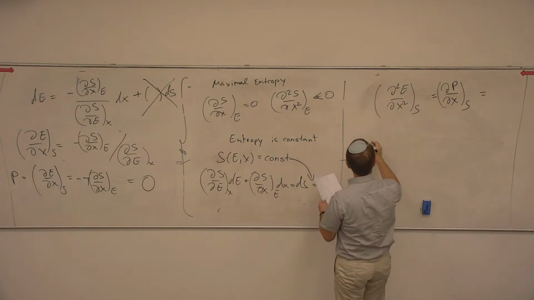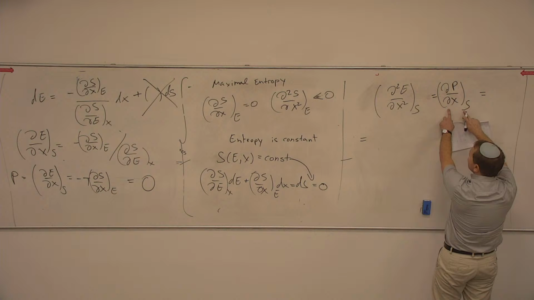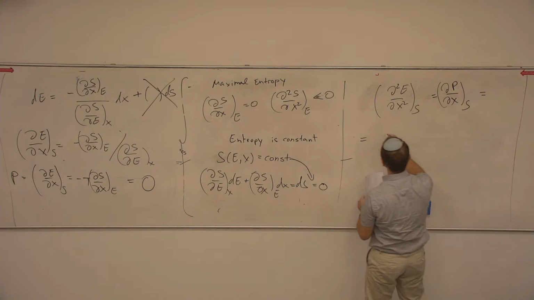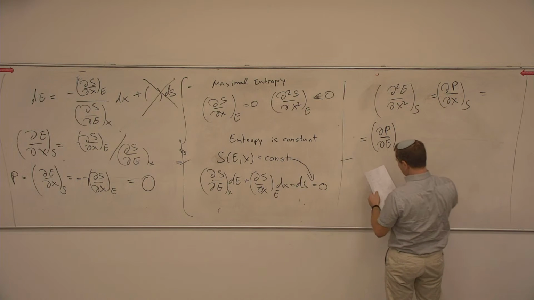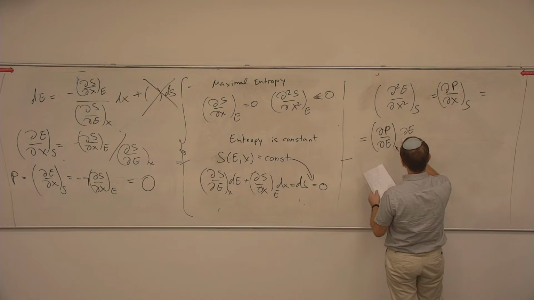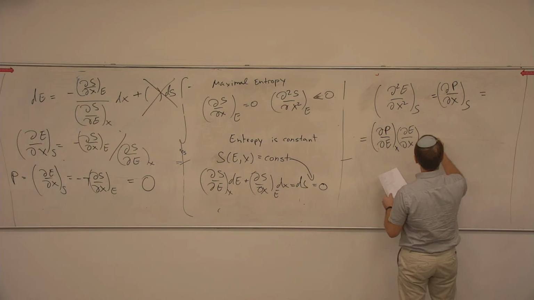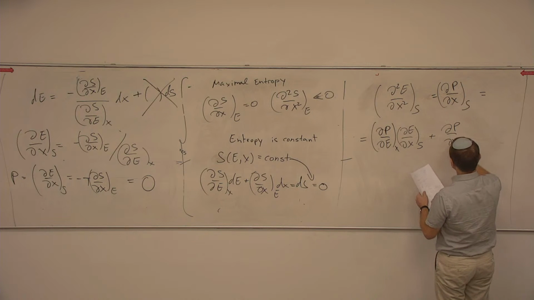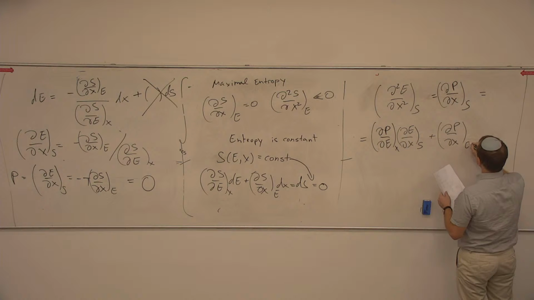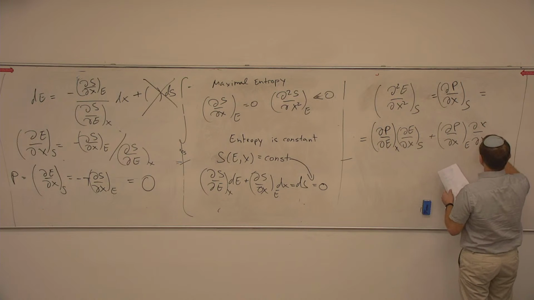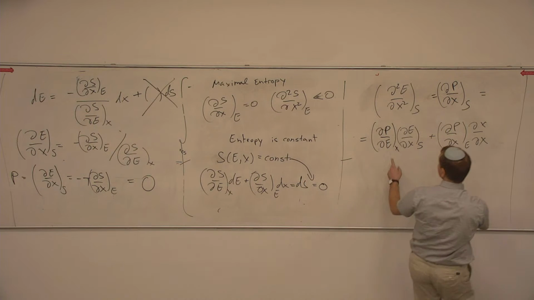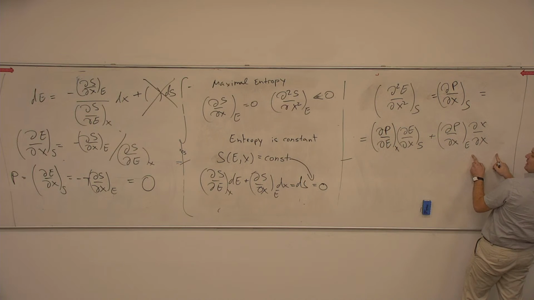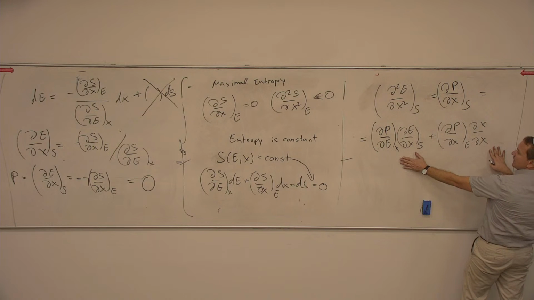So the next step is to say the following thing. How can I describe this derivative? I can describe this derivative as the derivative of T with respect to E with constant x, multiplied by dE to dx with constant S, plus dT to dx at constant E. I'm taking the derivative of T. T is a function of E and x, right? So this is all what's coming out of this equation.